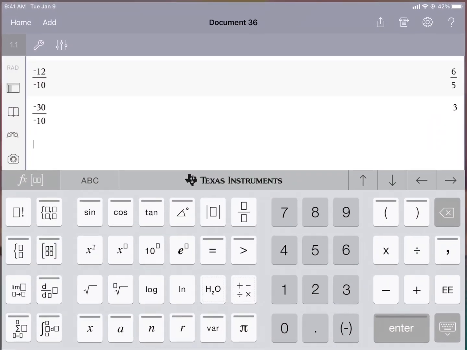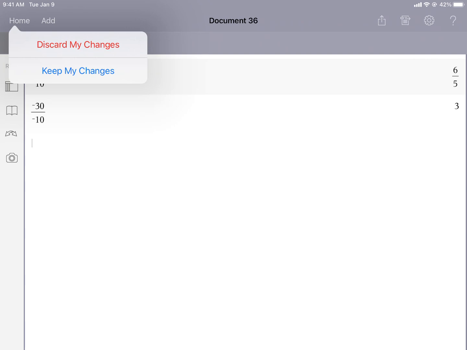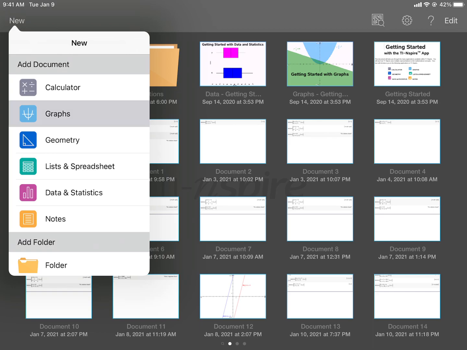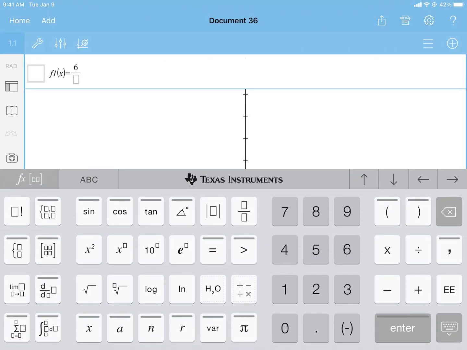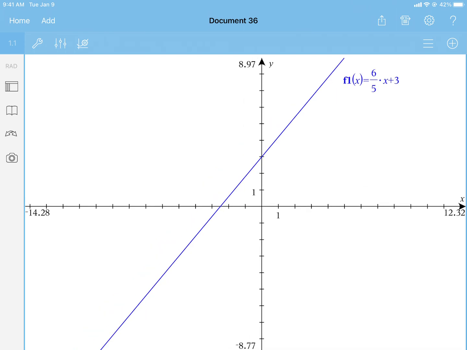So we go back to our calculator one last time. We're going to go home, discard my changes, or no, I don't want to save, and I want a new graph. Okay, so I have 6/5 x plus 3. I press enter. So this is what my graph looks like. Looking at a few things, it's going up from left to right. It's going through the y-intercept at a positive 3.